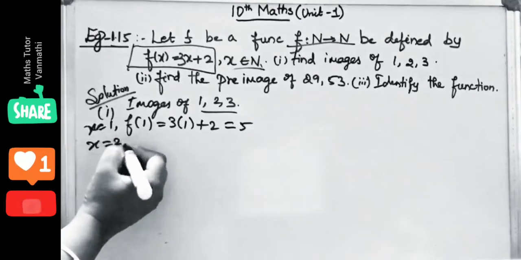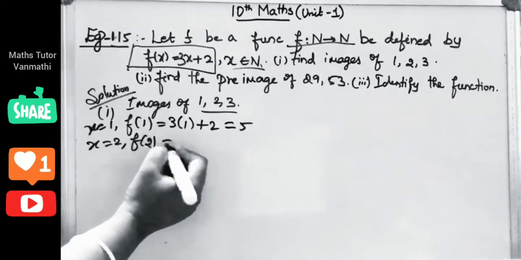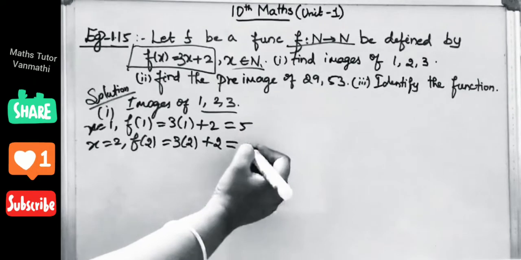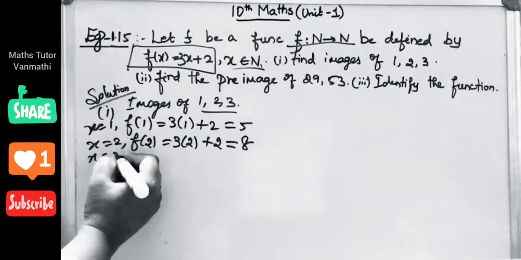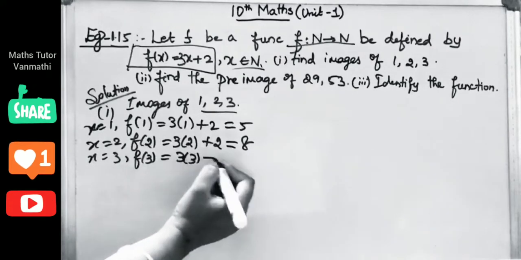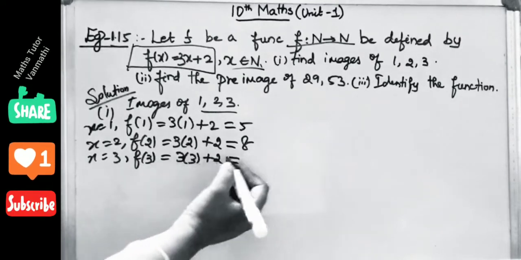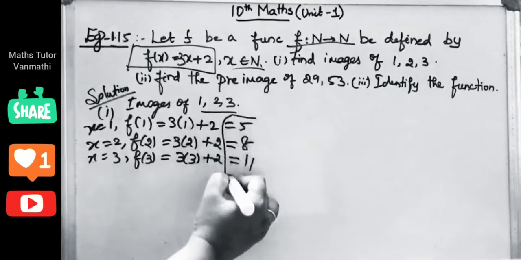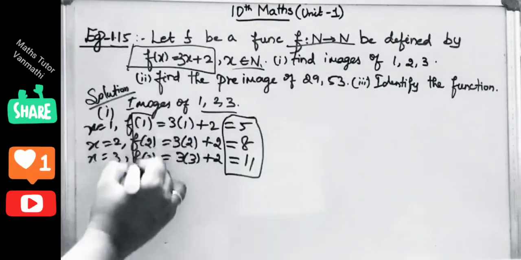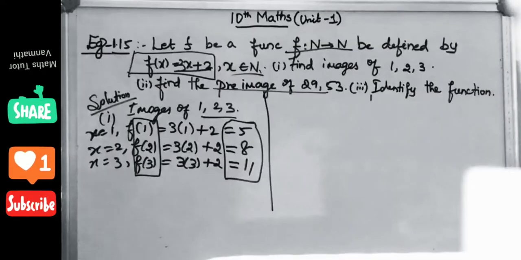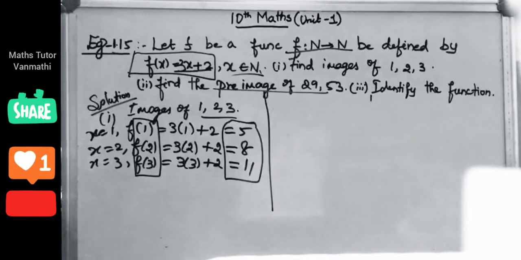Next x is equal to 2. f of 2 equal to 3 into 2 plus 2. 3 twos are 6, plus 2 is 8. x is equal to 3. f of 3 equal to 3 into 3 plus 2. 3 threes are 9, plus 2 is 11. So these are the images of 1, 2 and 3. Next, the second subdivision is to find the pre-image of 29 and 53.